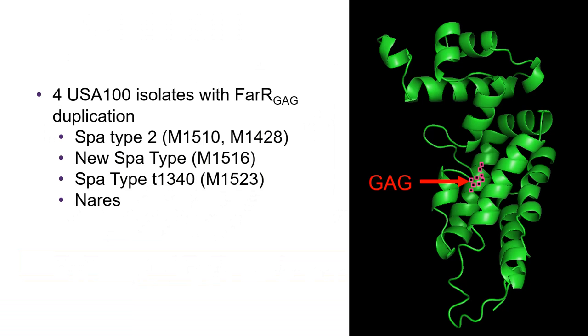Finally, 4 strains with a GAG duplication at glutamic acid 93 in FarR are from the nares of patients from the Broad Institute at Harvard, but have also been found in vancomycin intermediate S. aureus, VISA from Japan, MRSA from human skin in Japan, and food-related MRSA from China. M1510 and M1528 possess spot type 2, while M1516 possesses a new spot type with a repeat R83, and M1523 possesses a T1340 spot type.